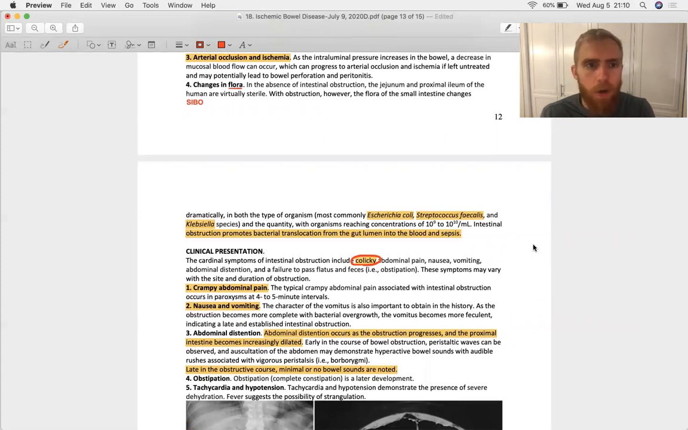Changes in flora. Normally the small intestine has no bacteria in it, but if you compromise its blood flow, you can see what's called small intestinal bacterial overgrowth. And a handful of species really like to do that: E. coli, Streptococcus faecalis, which is Enterococcus in the sketches, and Klebsiella. E. coli and Klebsiella are gram negatives. Lactose fermenters.